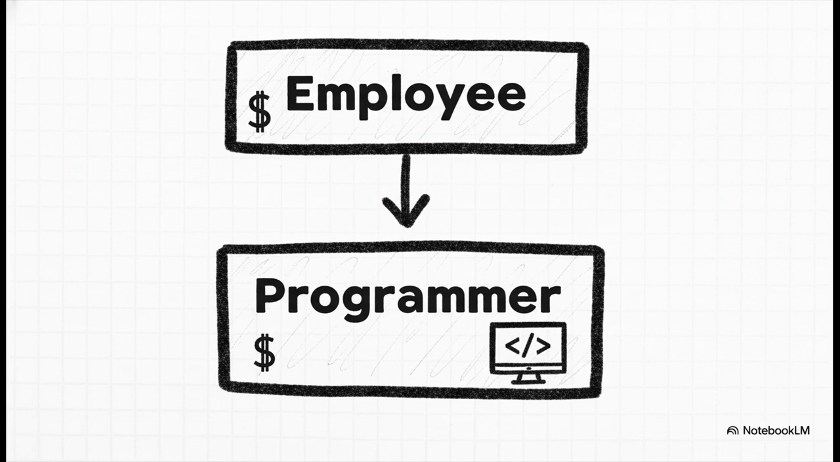Now, the most basic version of this is called single inheritance. It's super straightforward. You have one child class that inherits from one parent class. A perfect example is a programmer class. A programmer is a type of employee, right? So the programmer class can inherit from an employee class. It gets all the standard employee stuff like a salary, but then it can add its own special details, like what programming languages it knows.